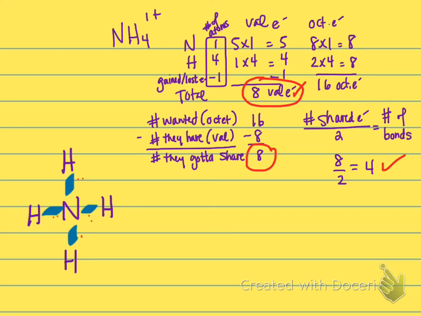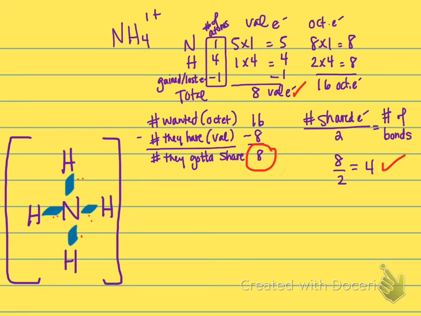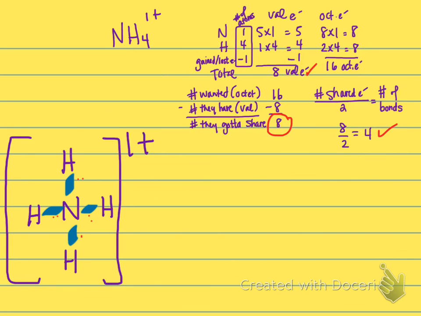Let's check octet for everyone. Nitrogen gets 2, 4, 6, 8. Yep, it's satisfied. Each hydrogen feels like it's got 2, yep, 2, yep, 2, yep, 2. It's satisfied. The last thing you need to know is that whenever you're showing an ion in a Lewis structure, you have to enclose the overall structure in brackets and put the charge outside the bracket. That's it. That's a very simple polyatomic ion shown with a Lewis structure. We'll do more complicated examples later, but this should get you started.